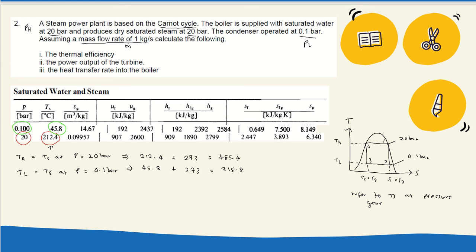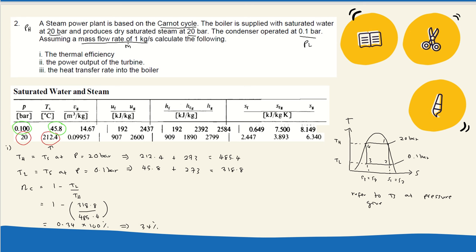Then the first question, the thermal efficiency. So thermal efficiency for heat engine or Carnot is 1 minus TL over TH. Means 1 minus TL, which is 318.8, divided by 485.4. So the answer is 0.34, then times with 100%. So the final answer is 34% for question number 1.